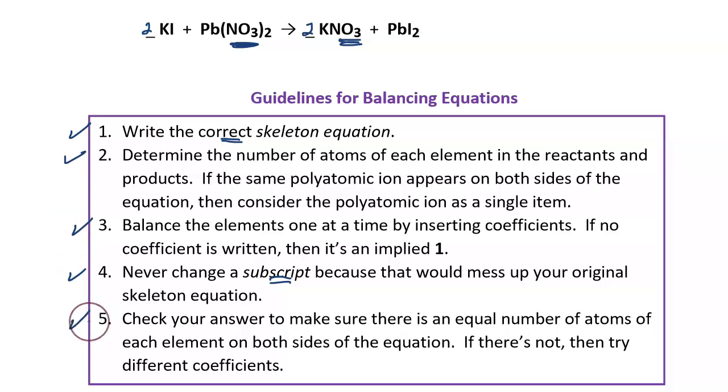And finally, step 5, check your answer to make sure there's an equal number of atoms of each element on both sides of the equation. If there's not, then try different coefficients. Please don't think you're always going to get the right coefficients on your first try. Sometimes you fill numbers in, and then as you check it out, you discover it doesn't actually work. So just erase them and try different coefficients.